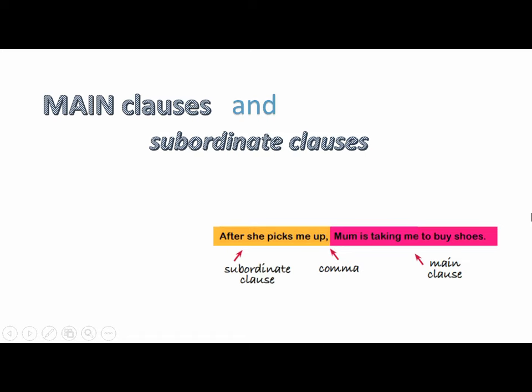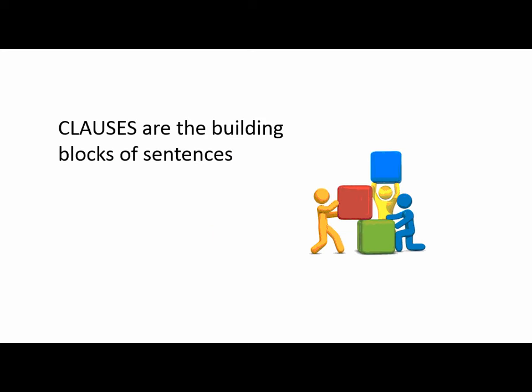This video will explain what main clauses and subordinate clauses are and how to identify them in a sentence. First of all, just to clarify what a clause is. A clause is a building block in a sentence. It is a part of a sentence, and so we put clauses together to make sentences.